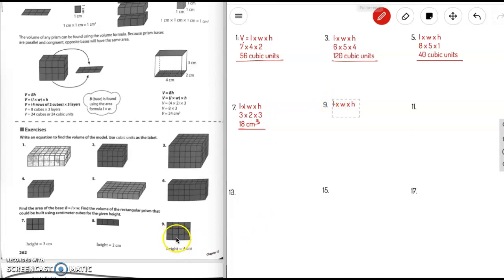Number 9, length times width times height. The length is 1, 2, 3, 4. The width is 1, 2, 3. And the height is given, 4 centimeters. And that equals 248 centimeters cubed.